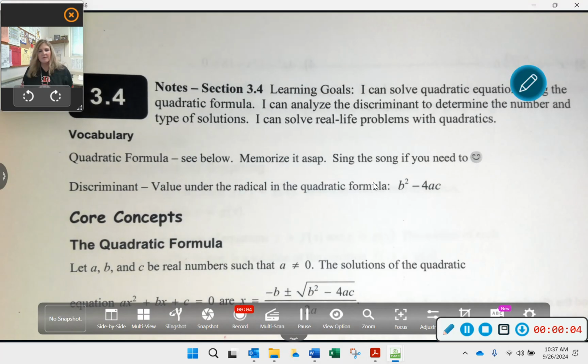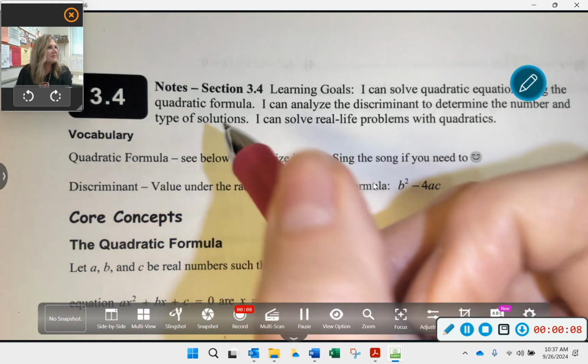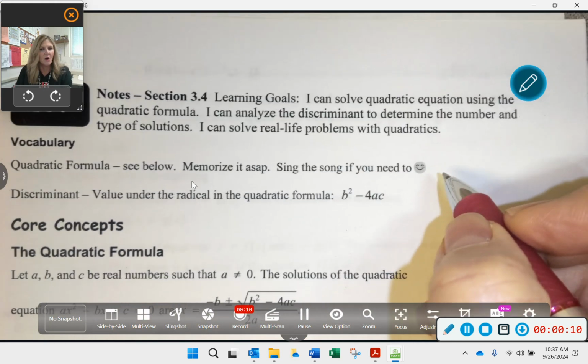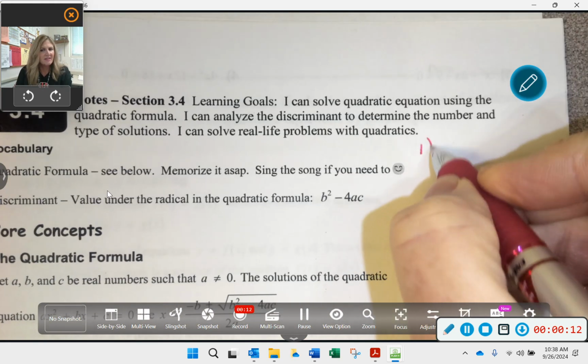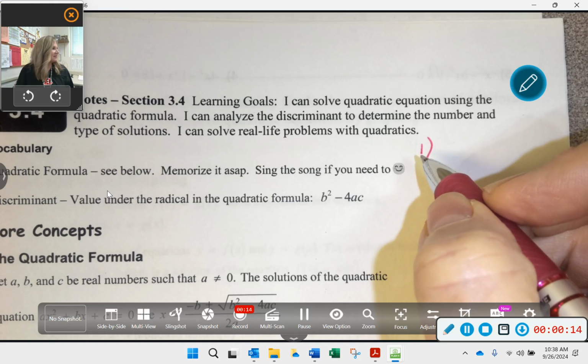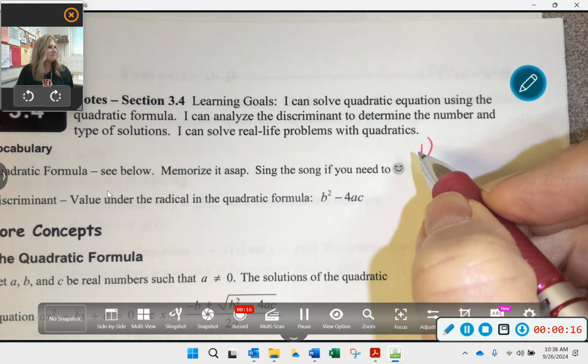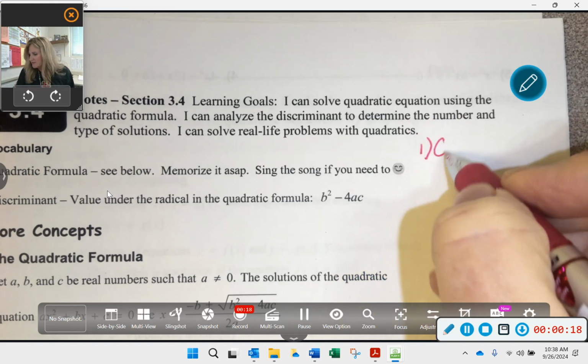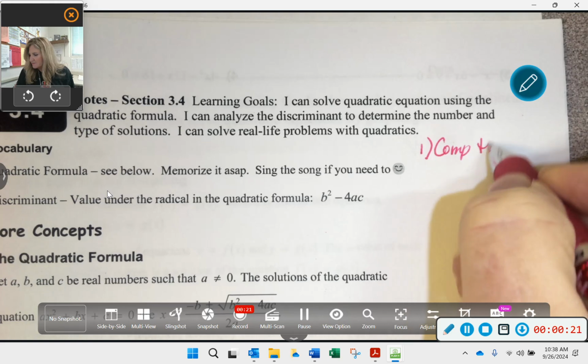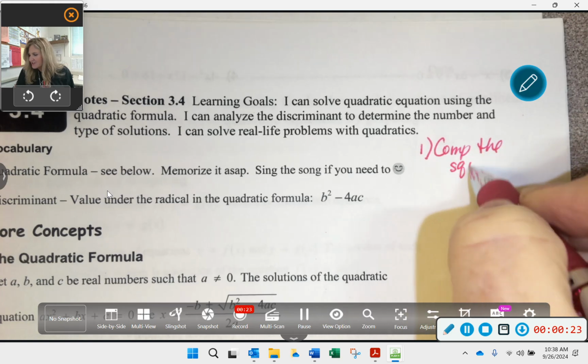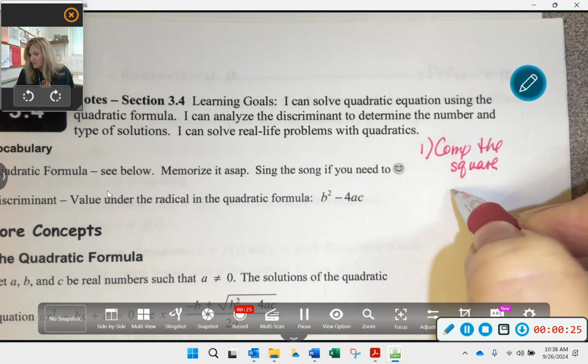All right, so today we're going to be working with solving a different way. So we've talked about a couple of different ways to solve quadratic equations. Can somebody tell me a way we learned how to solve a quadratic equation? Okay, great. Completing the square is one way we've learned. And you can actually always use completing the square.